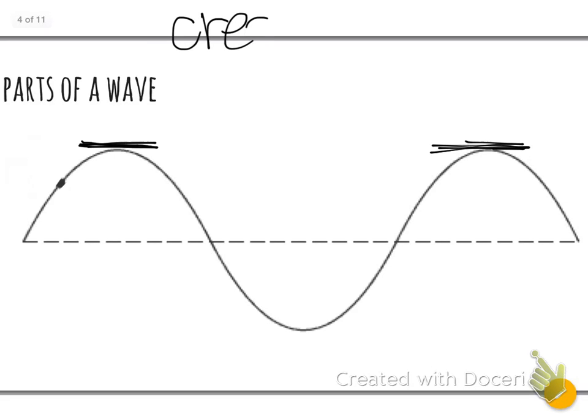A crest is going to be the highest point of a wave. So make sure you're writing that down. I'm not going to write the definitions of each of these. So the crest right here is your highest point of a wave.